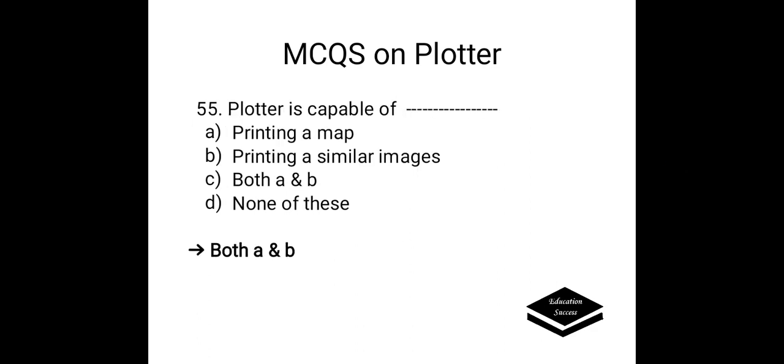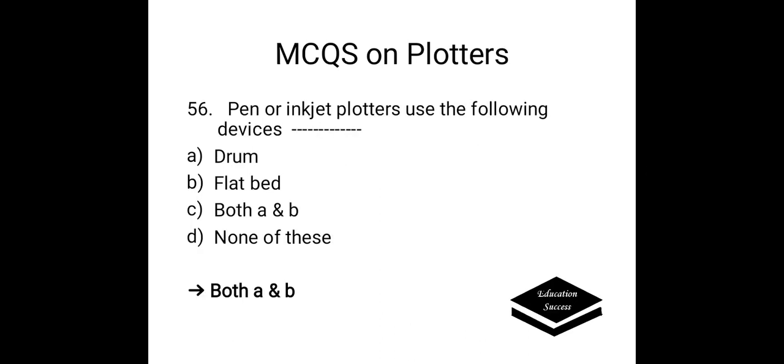Plotter is capable of, options are A. Printing a map, B. Printing a similar images, C. Both A and B, D. None of these. Correct answer is both A and B. Plotter is capable of printing a map and printing a similar images.